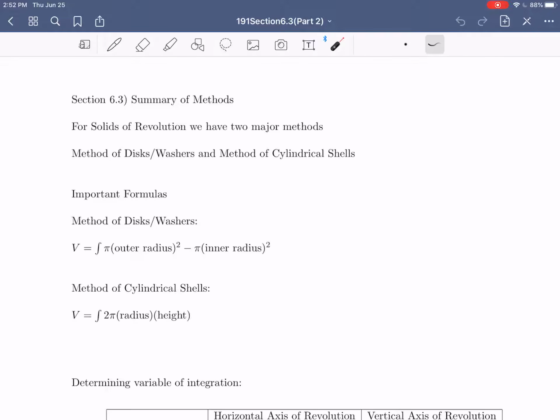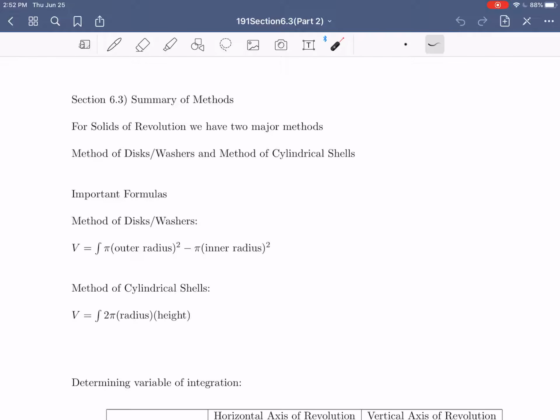Before we get into those examples, I'd like to give a quick summary of these two methods that we've developed over the past couple videos, talk about their important formulas, and talk about some different notes and comments about each. Then we'll try several examples actually using all this information together.